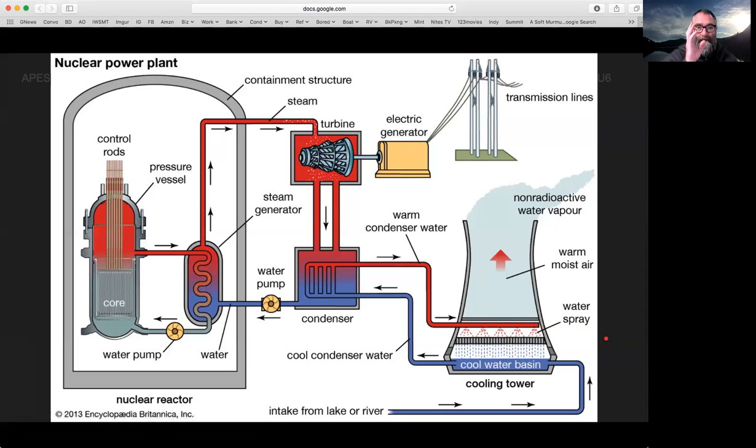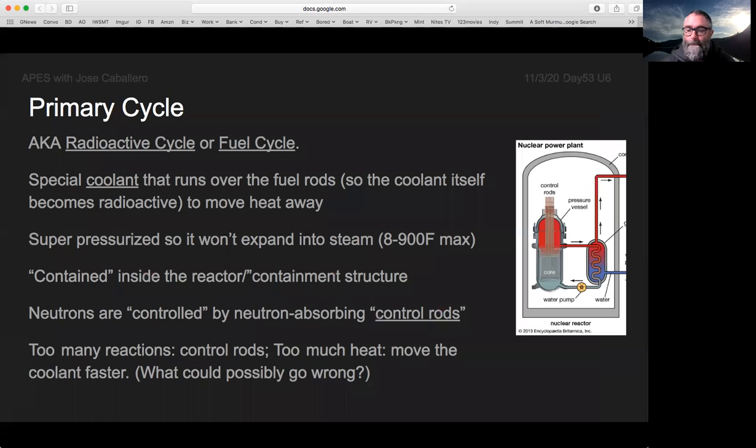So let's look at cycle 1, cycle 2, and cycle 3. Here's our primary cycle. This is also known as the radioactive cycle or the fuel cycle, and you got to know that. Different reactors use a different coolant. It's something that will run over the fuel rods.